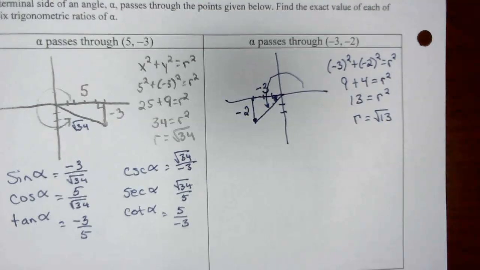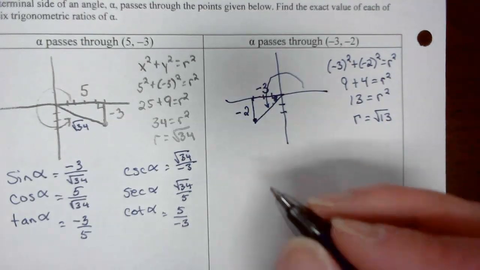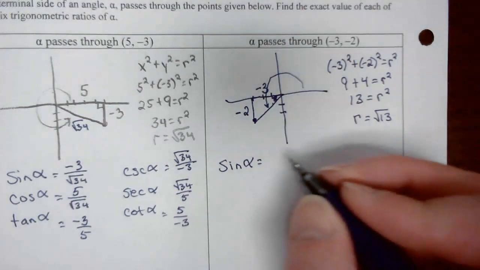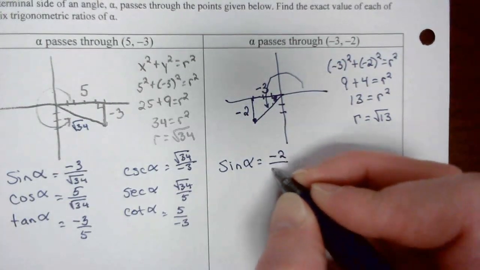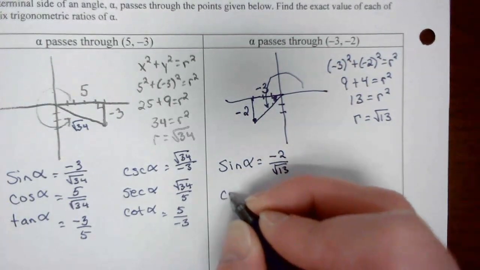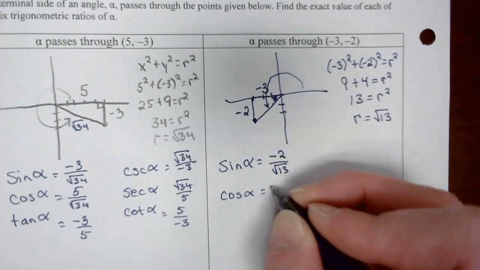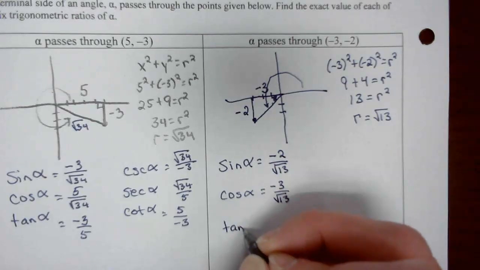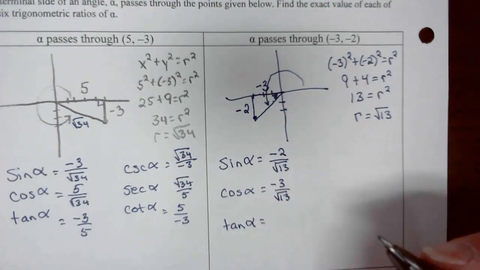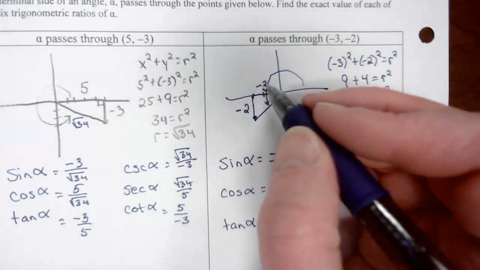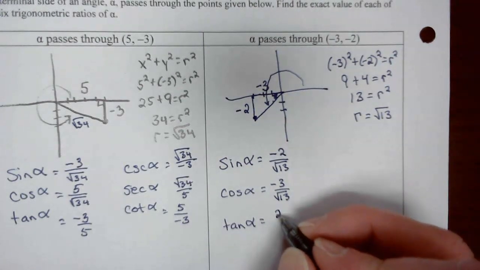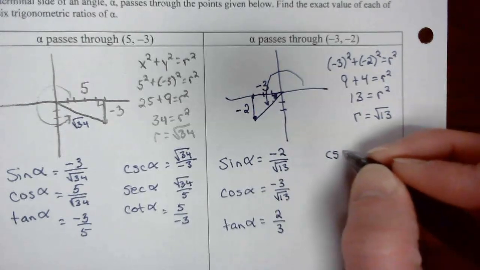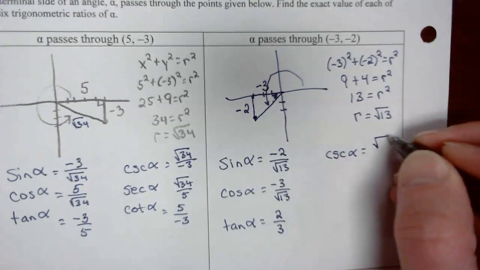So can you fill in all of your trig ratios? Now what's going to happen on tangent? Opposite over adjacent, and they're both negative, so it's going to be positive. On our reciprocals, all we're going to do is flip it.